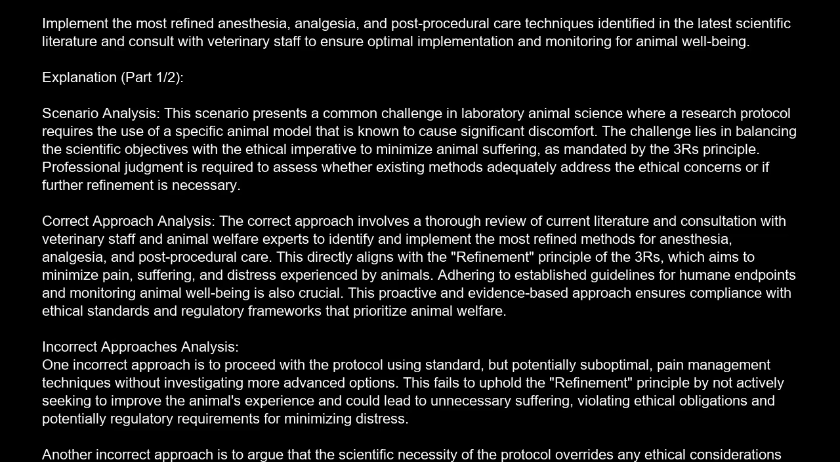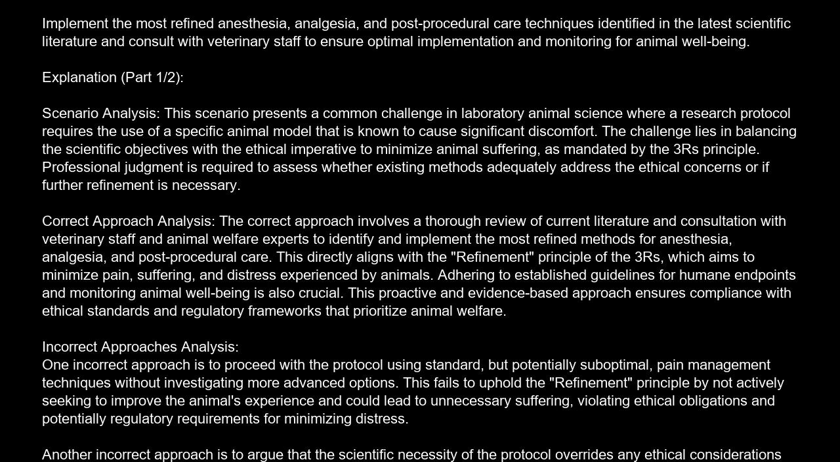The correct answer is A. Implement the most refined anesthesia, analgesia, and post-procedural care techniques identified in the latest scientific literature, and consult with veterinary staff to ensure optimal implementation and monitoring for animal well-being.